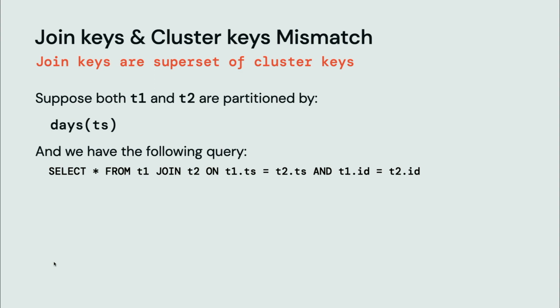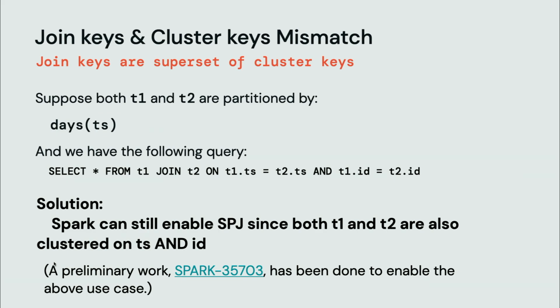The second subcase for join keys not matching cluster keys is: what if my join keys are a superset of the cluster keys? This is the opposite case. Suppose that T1 and T2 are partitioned by only one column, TS, and my join query happens on two columns, TS and ID. Can we still use SPJ to remove shuffle? The answer is also yes, obviously. The reason is that if my partitions are clustered on TS, then they are also clustered on TS and ID. So Spark basically does not need to do anything to make this work.